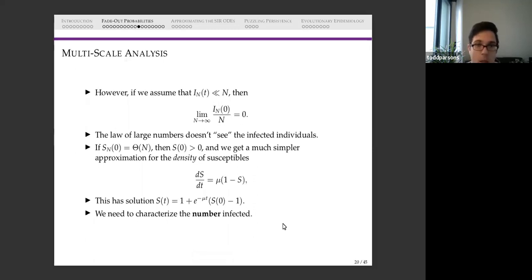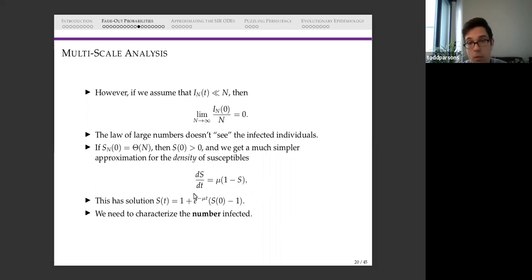So as I said, really when an epidemic starts, there is maybe one infected individual, maybe a handful of infected individuals to arrive in the community. And so when I take the limit of the initial number of infected individuals divided by n as n goes to infinity, I'm getting zero as my initial condition in those differential equations. So essentially I've just lost the infected altogether from the population process. And I've only got a description of the susceptibles as if there was no epidemic at all. And that gives me this equation right here.